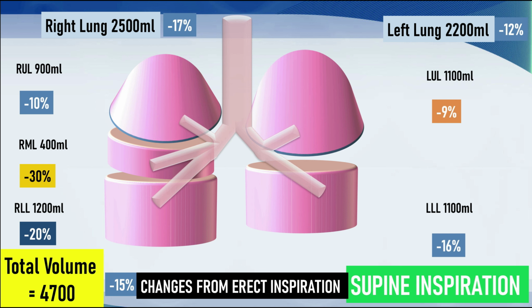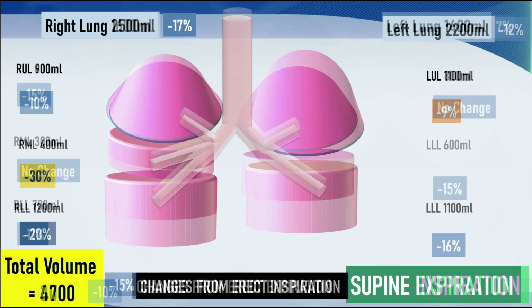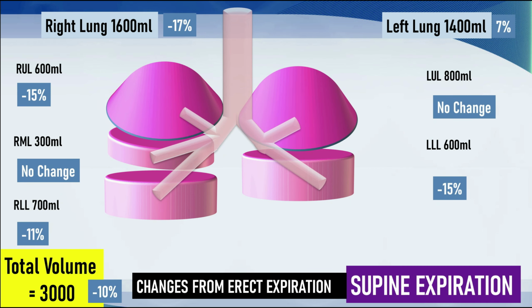When the patient is lying flat and they're inspiring, compared to erect and inspiration, there is a significant drop in the volume by a few hundred mils down to 4,700. And again, most of the loss of volume is in the lower lobes. On expiration, there is a dramatic loss of volume overall compared to the patient who is erect.